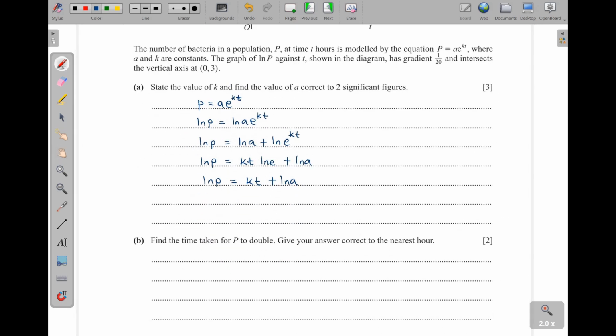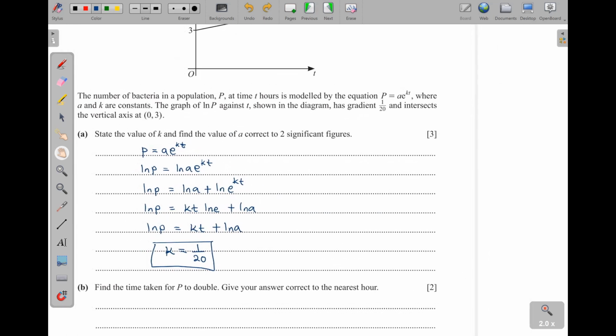Now this one is in the format y is equal to mx plus c, the linear equation. So this is the gradient here. Okay, and then this one here is the horizontal axis, which is the t given. So meaning k is the gradient. So since k is the gradient, then k is going to be equal to 1/20, because it was given here, the gradient 1 over 20. So as simple as that.